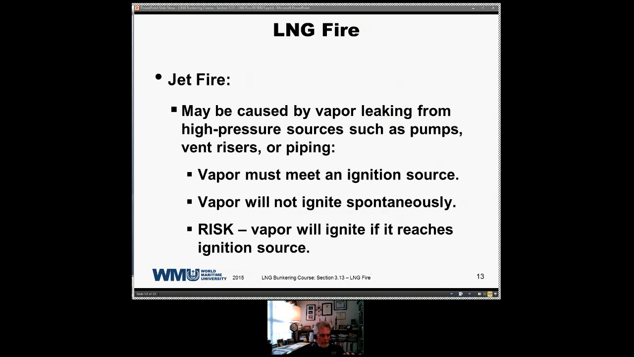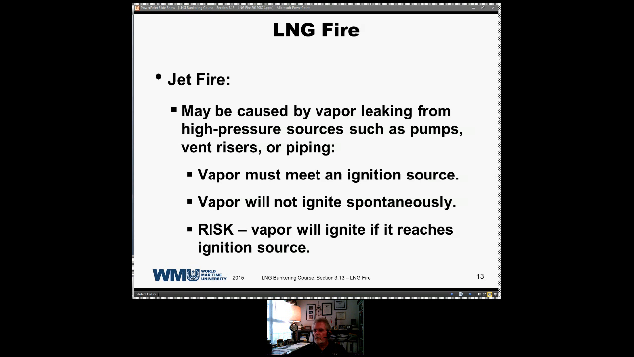Okay, a jet fire may be caused by vapor leaking from high pressure sources such as pumps, vent risers, or piping, a pipe coming up from the system. It would contain vapor, and sometimes this vapor can be under pressure.